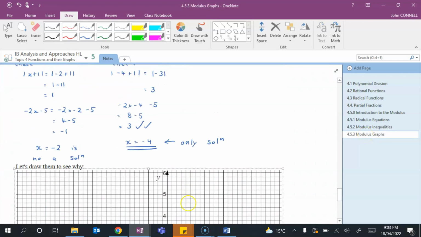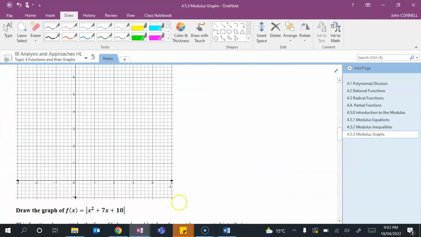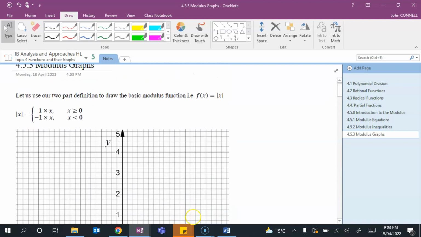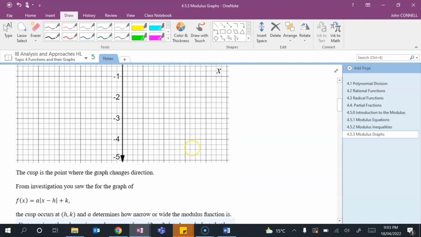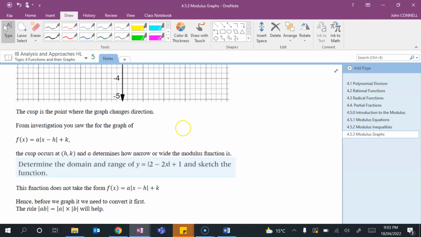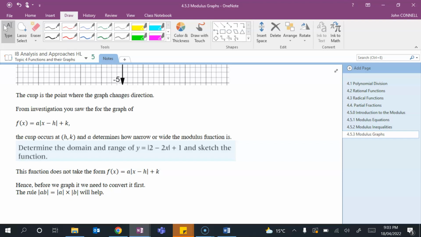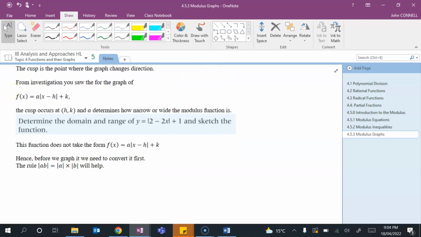But let's talk about drawing modulus graphs as well. So we saw in last lesson that the graph of modulus of x is kind of like an upside down triangle. And in investigation 9, it showed us that the cusp, that point where would be the apex of the triangle, occurs at (h, k), and a determines how narrow or wide the modulus function is.